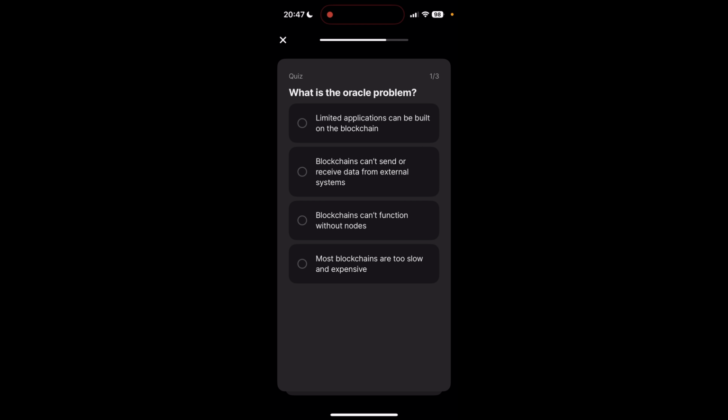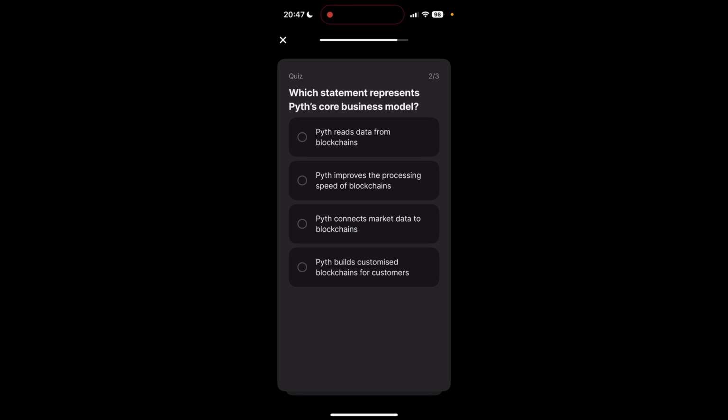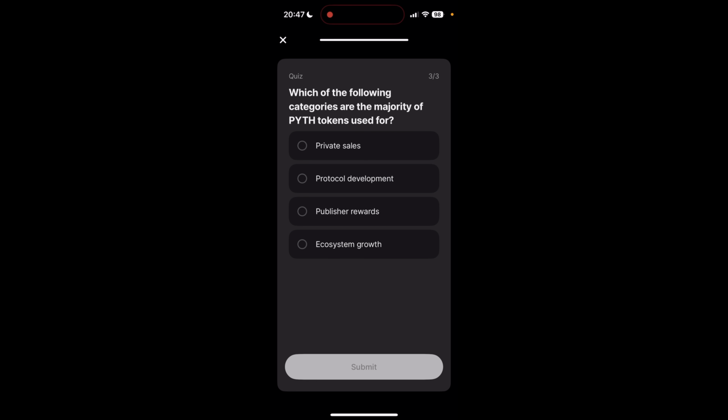What is the Oracle problem? Blockchains can send or receive data from external systems. Which statement represents Pyth's core business model? Pyth connects market data to blockchains. Which of the following categories are the majority of Pyth tokens used for ecosystem growth? And submit.